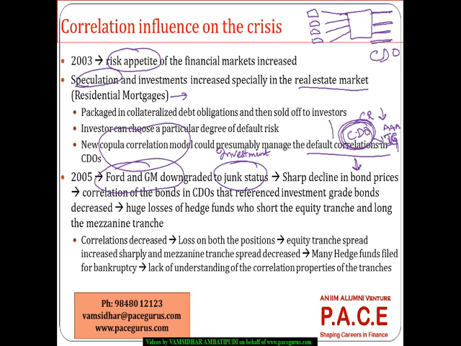And huge losses went to the hedge funds who were short. The hedge funds had followed a strategy where they shorted the equity tranche and went long the mezzanine tranche. Now think of this. Correlations have gone down. Now the equity tranche spread has increased sharply. Why?